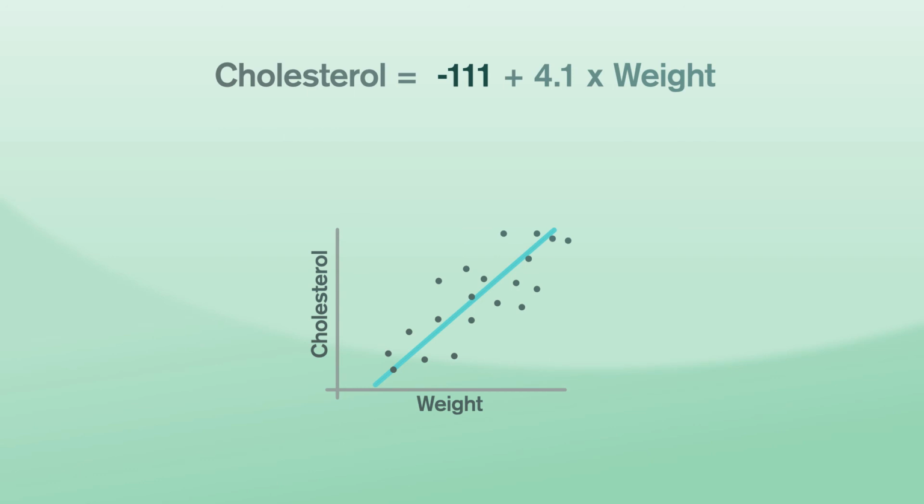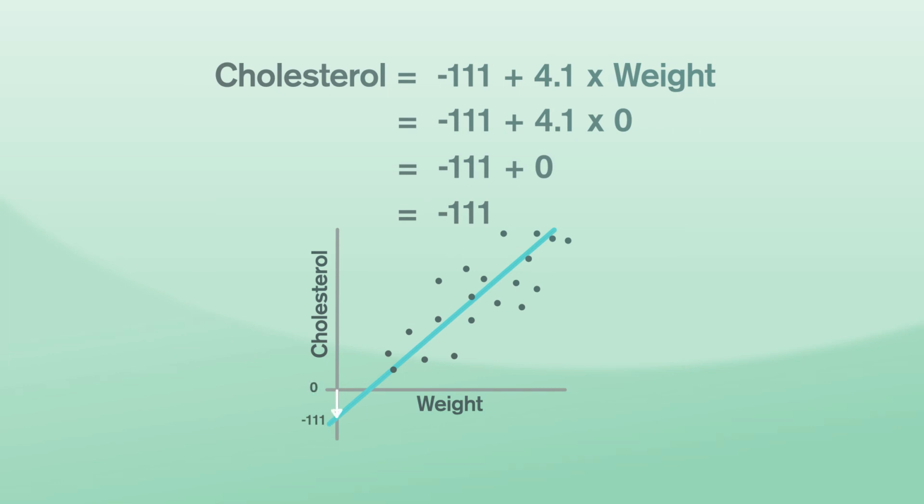This is known as the y-intercept, if weight was 0. So the y-intercept is the estimated value when the predictor is 0. Of course, it doesn't make sense to consider this value. For example, in this situation, we cannot have someone weighing 0 kilograms.